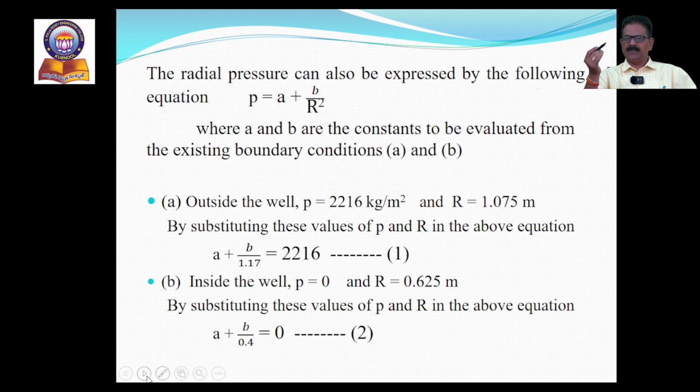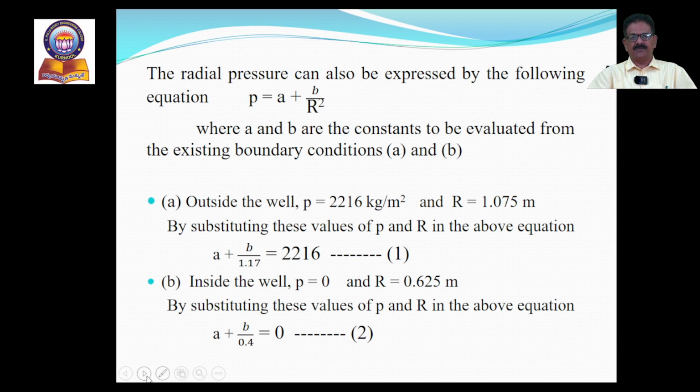Ultimately, we are going to calculate the hoop stress, for which we have to use the equation F is equal to A minus B by R square. But to evaluate these two constants, we are considering these boundary conditions and also this equation. I hope it is clear. There is no confusion or ambiguity. So P is equal to A plus B by R square, where A and B are the constants to be evaluated from the existing boundary conditions.